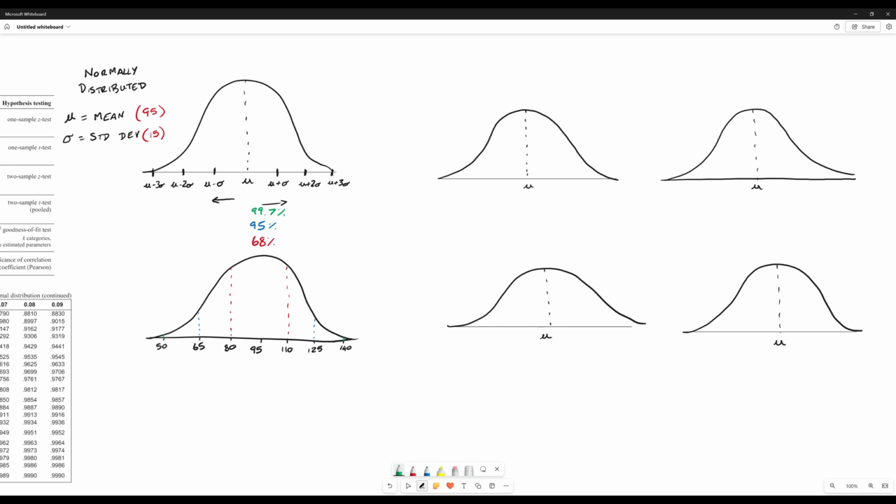And unfortunately, those are just numbers you technically have to remember. You technically just have to remember that plus or minus 1 standard deviation either side of the mean is 68%. Plus or minus 2 standard deviations is 95. And then 3 would be, oh, I wrote the 3 there. 3 would be 99.7.